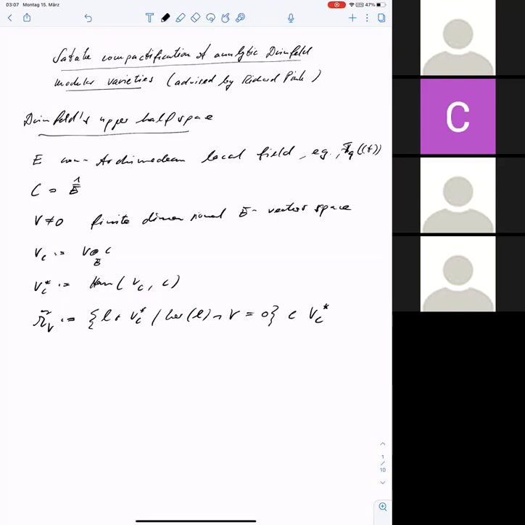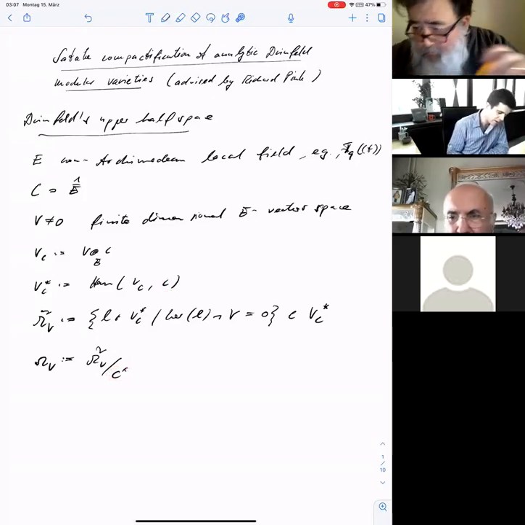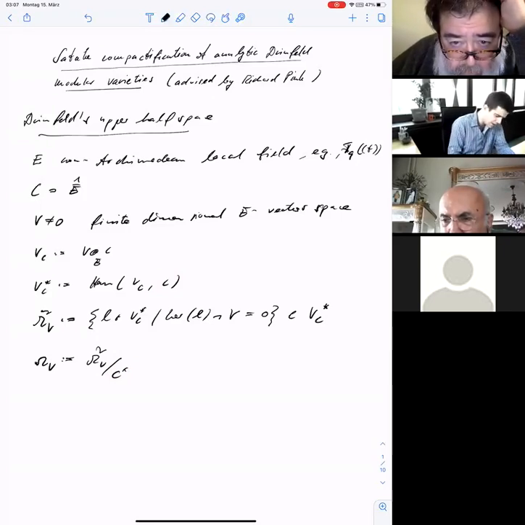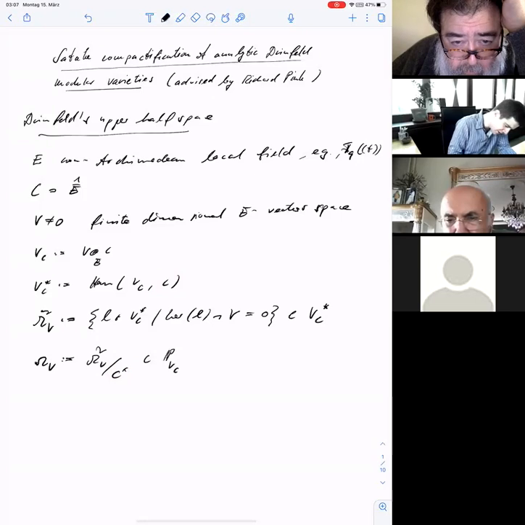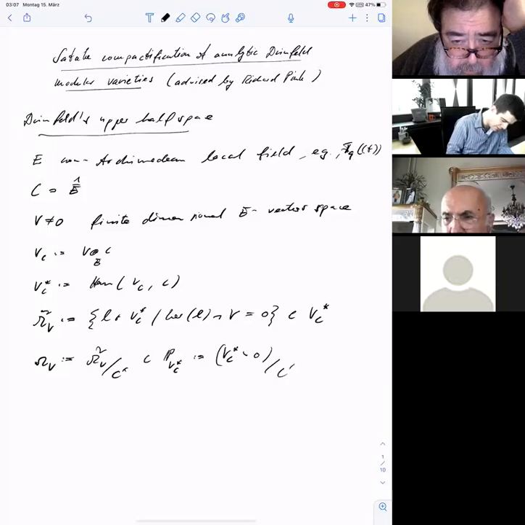And then the Drinfeld upper half space associated with V is the quotient by the unit group of C of this. So this unit group acts on the pre upper half space, and we divide by that group. It's really a subset of the projective space associated with V_C dual. The underlying set is just V_C dual with the kernel condition, divided by the units of C.